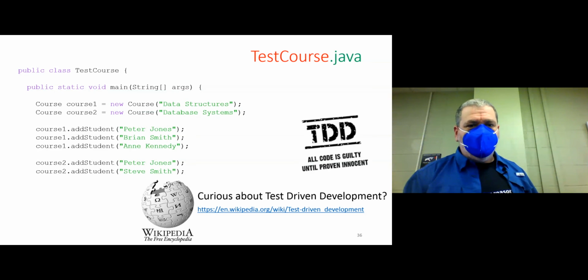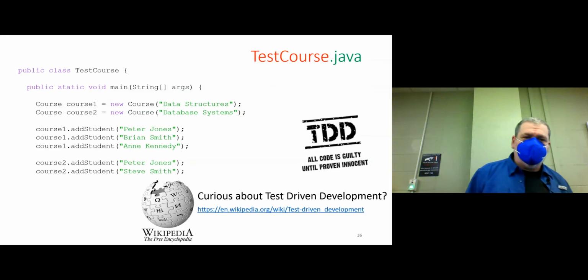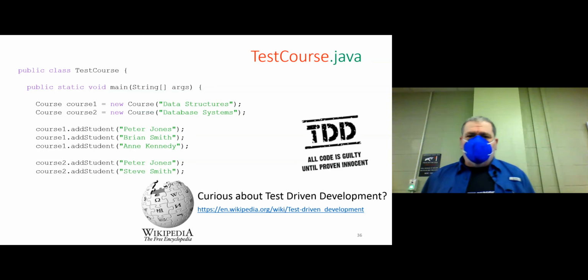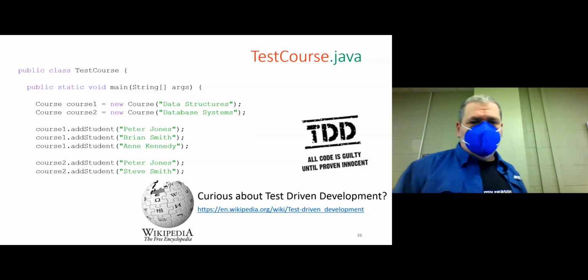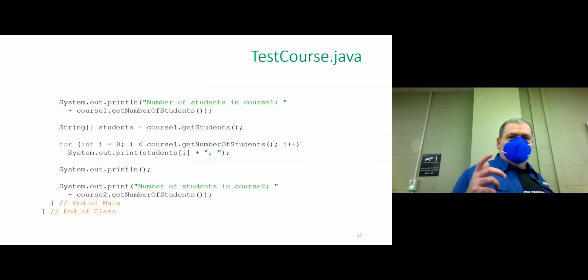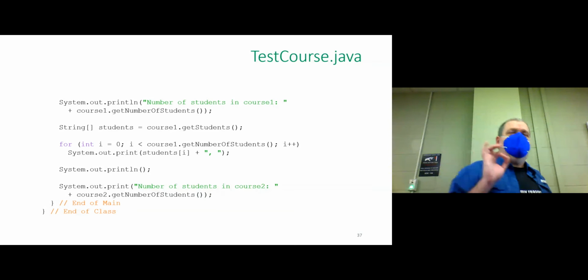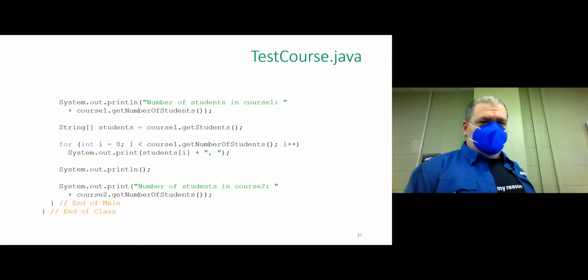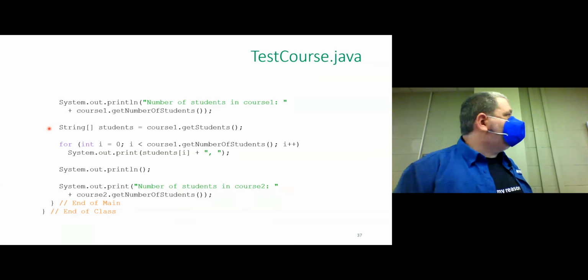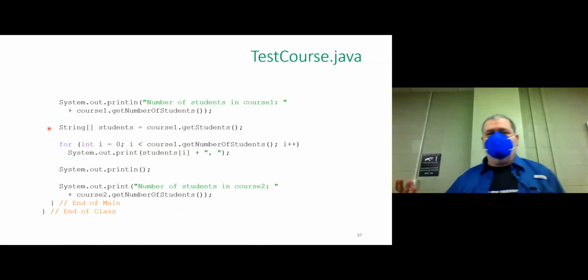So after we have created two courses, we add a bunch of students to the first course. We add a bunch of students to the second course. And then we say, here's the number of students in the first class. We are going to ask the first course to get us the array of all the students that are enrolled in it. So this is this line right here. I have a local variable also called student, but it's just a coincidence.